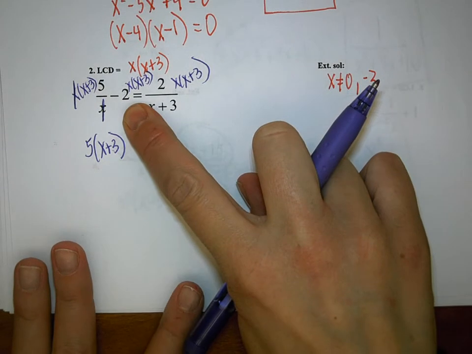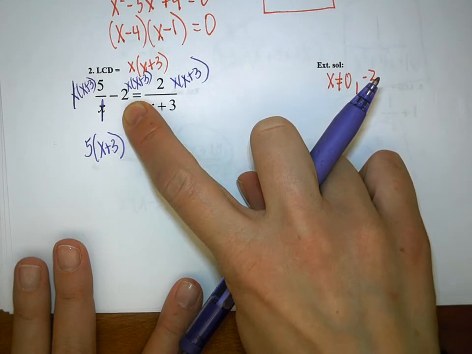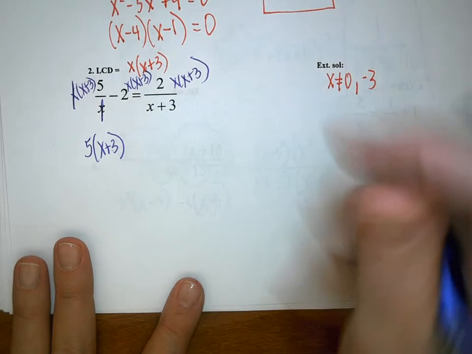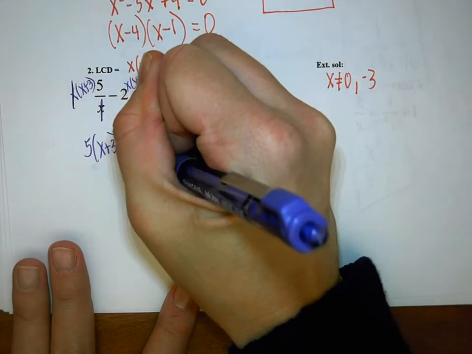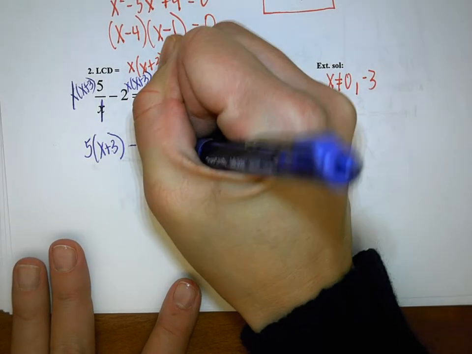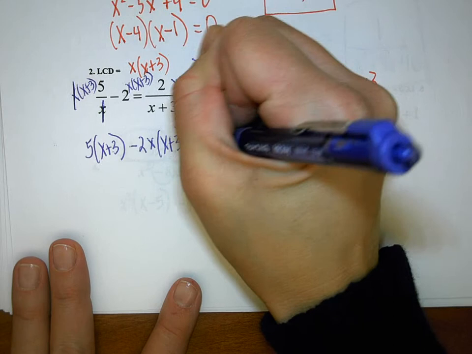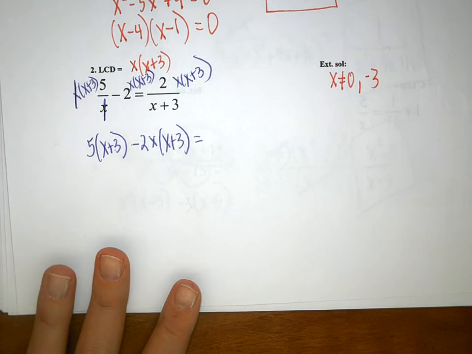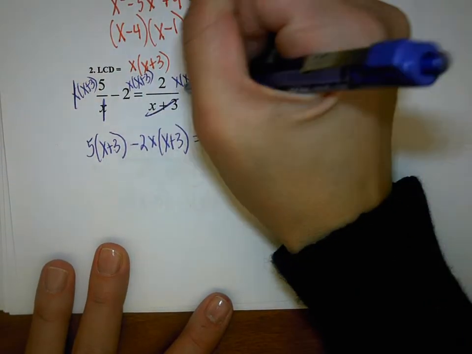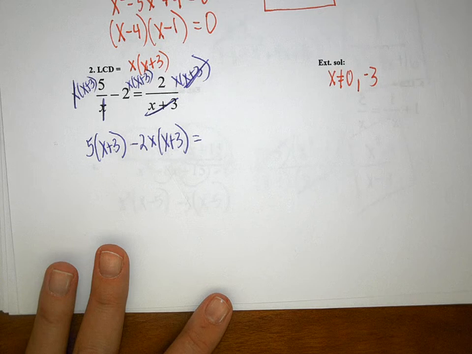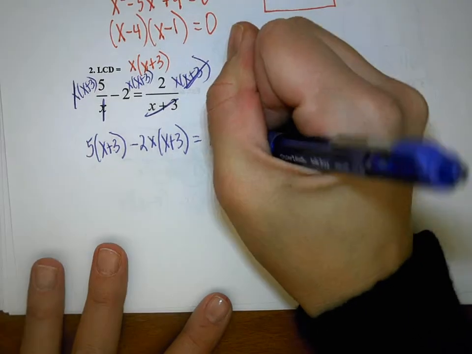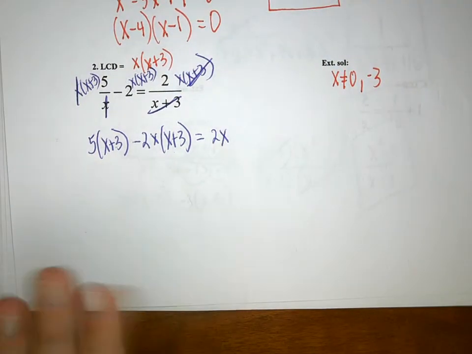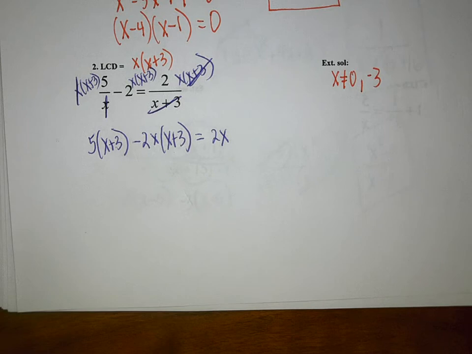The next one, nothing cancels. So I have negative 2x times x plus 3. I'm just going to write that for a minute. Negative 2x times x plus 3 equals. Here my x plus 3's cancel, and I'm just left with 2x. Okay, now I'm going to go ahead and simplify. I do this because of the negative, and I want to make sure I don't mess up on anything.